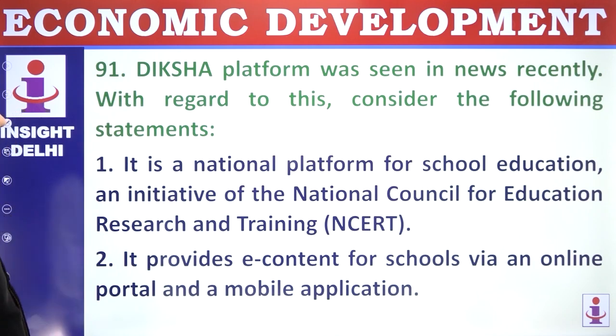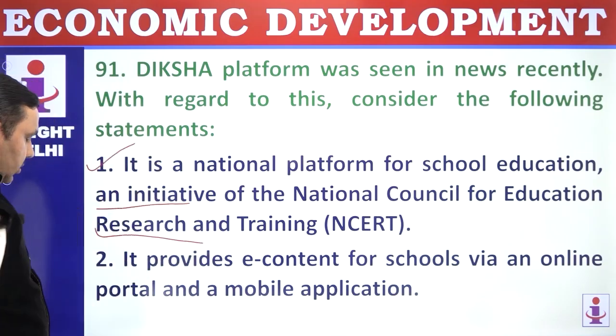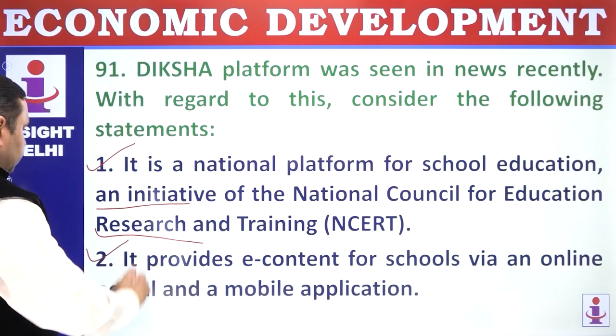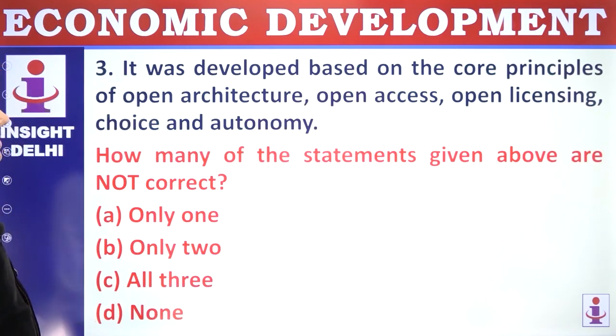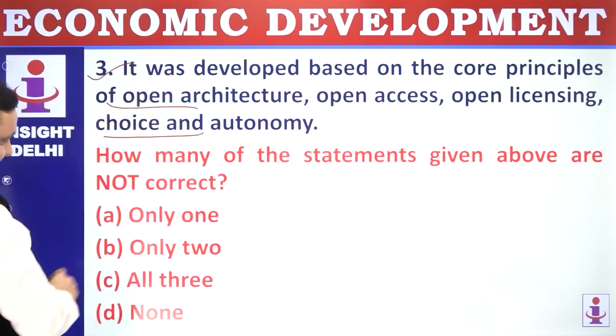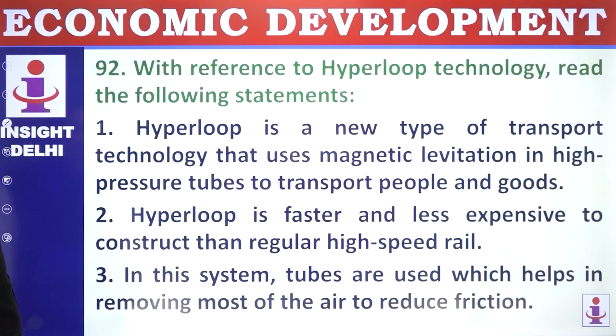Diksha platform was seen in the news recently with regard to the following. It's a national platform for school education to ensure digital access to knowledge. It provides e-content for schools in online mode, that's correct. It was developed based on core principles of open architecture, open learning, open source. That's correct. None of these; all are correct here.